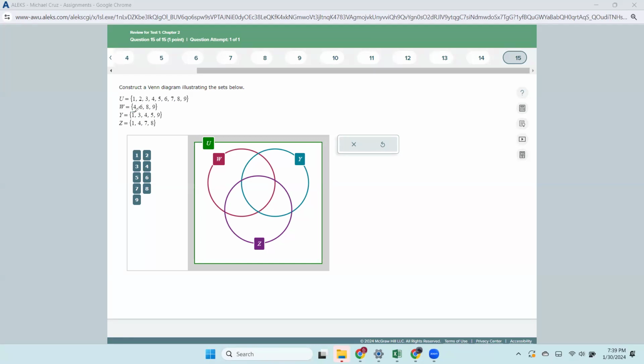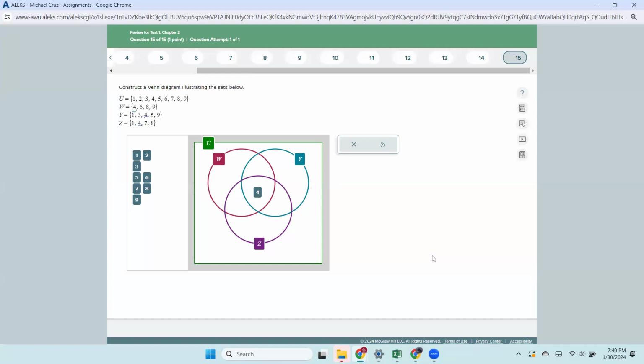Four is right there. It's right here. And it's right here. It's in all three of them. So we're going to drag him and put him right there. That's the only one that's in all three, right? Right. 6 is not in all three. 8's not in all three. 9 is not in all three.